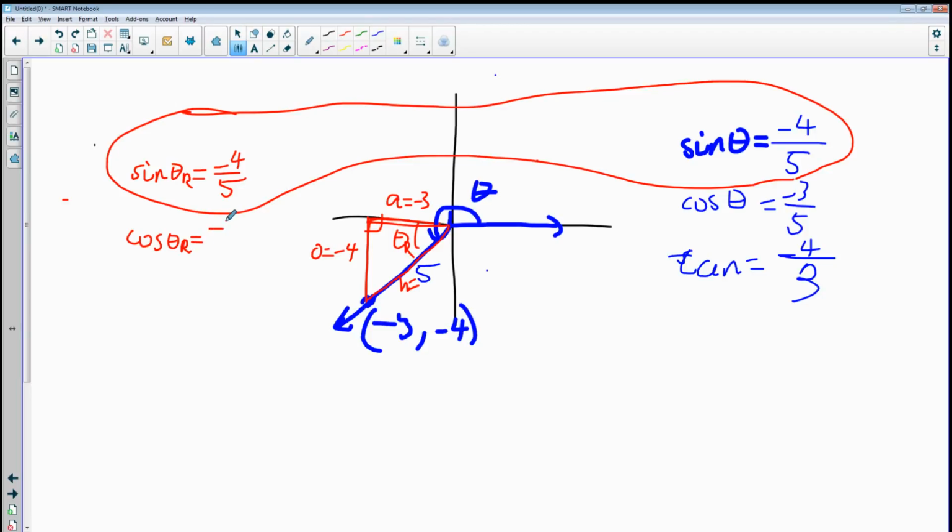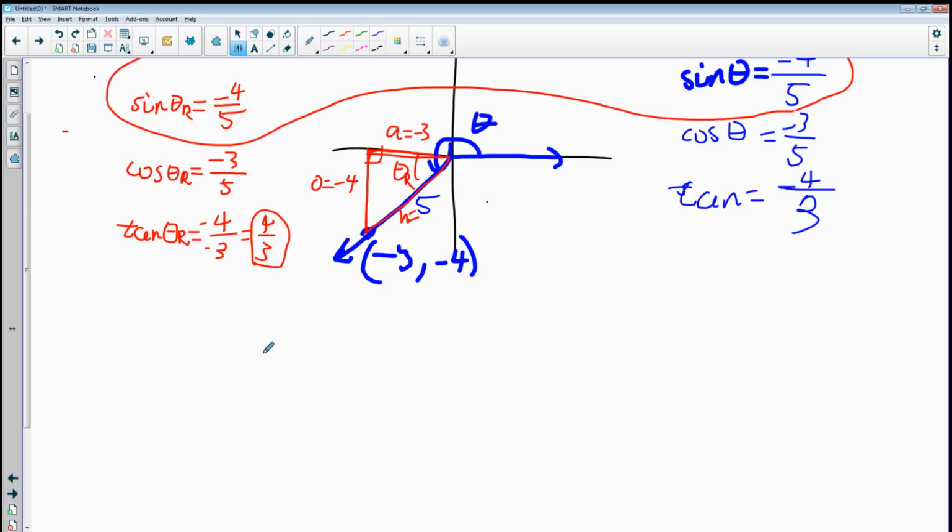Cos of theta r is -3 over 5, adjacent over hypotenuse. Whoa, what a surprise. Tangent of the angle is opposite over adjacent, 4 over 3, or -4 over -3. That's just 4 over 3. Same again. Is that a coincidence? For those who are perceptive, you might notice it's not, because the opposite of theta r is the y value.